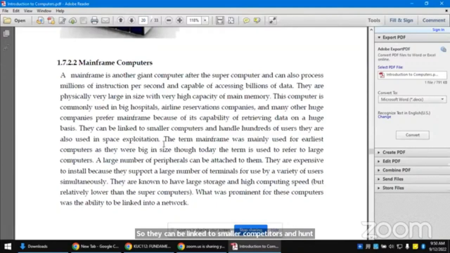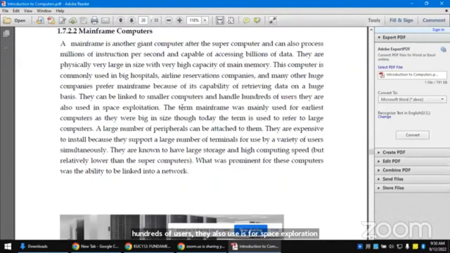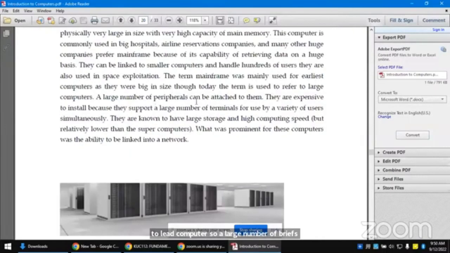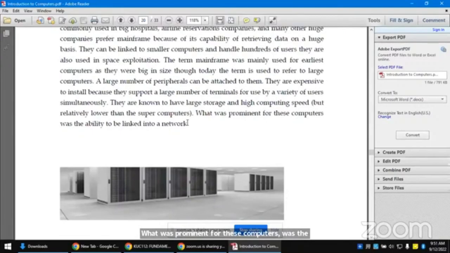The term mainframe was mainly used for the earliest computers as they were big in size, though today the term is used to refer to large computers. A large number of peripherals can be attached to them. They are expensive to install because they support a large number of terminals for use by a variety of users simultaneously. They are known to have large storage and high computing speed, but relatively lower than the supercomputers. What was prominent for these computers was their ability to be linked into a network. Then we have the mini computers.